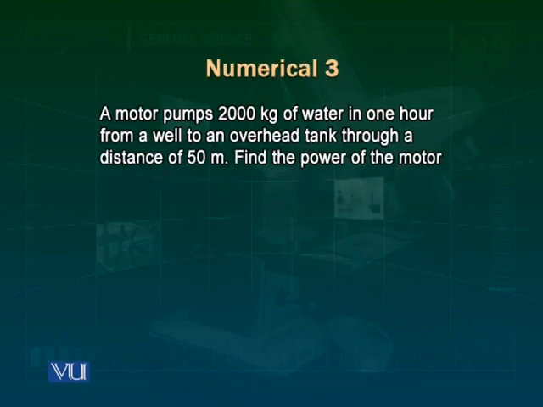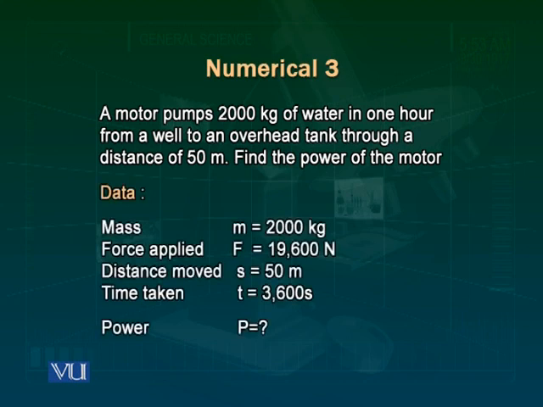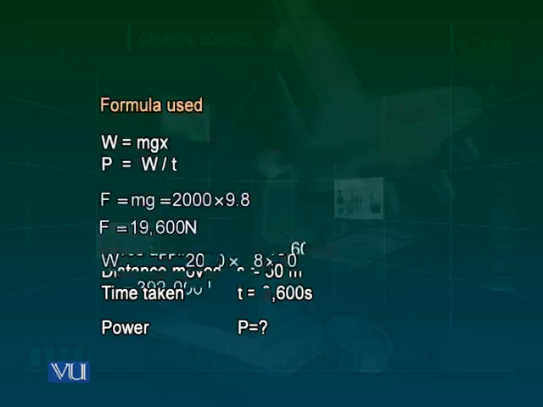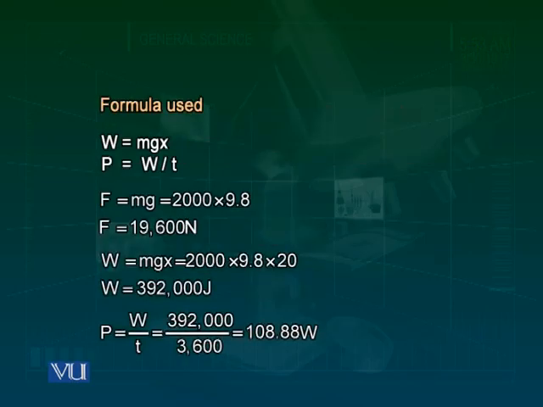Now, let us look at a numerical example. A motor pumps 2000 kilograms of water in 1 hour to an overhead tank, which is about 50 meters high. It's the height of a 5-story building, and the motor just pumps water to that height. We have to find the power of the motor. Now, the formula which we are using, remember we said work against gravity is going to be mgx. So power is defined as W divided by T.